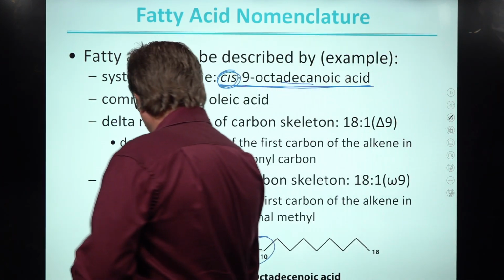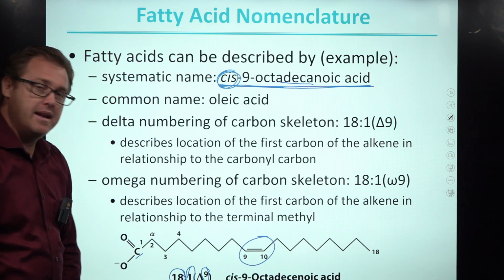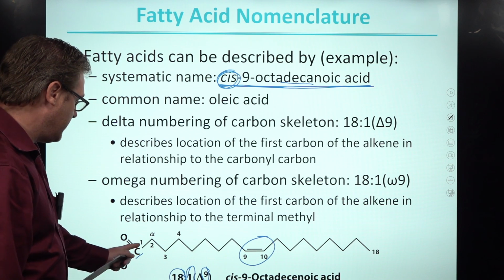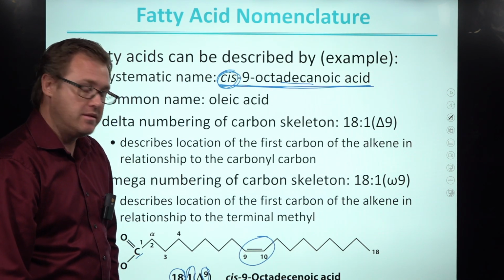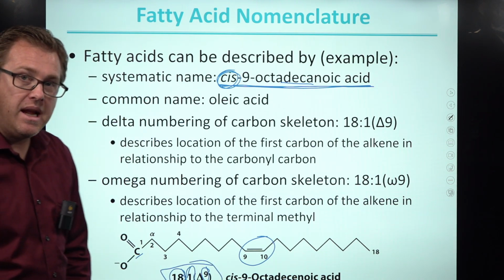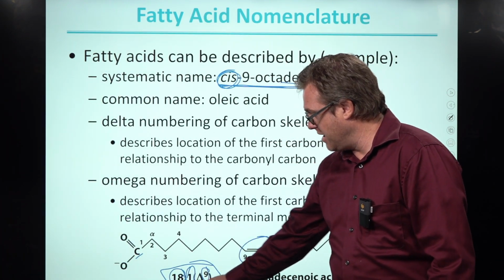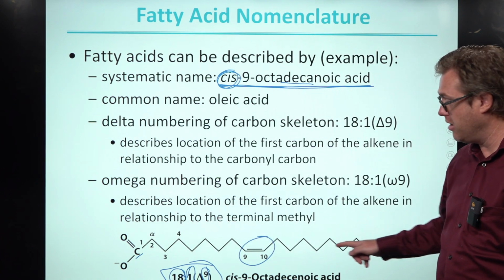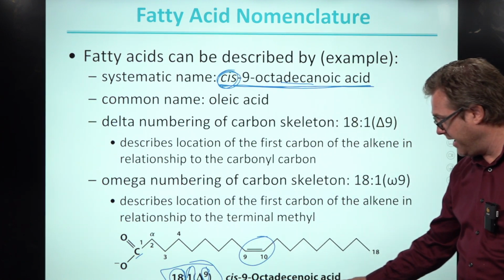And then the delta symbol, the delta 9: what does the delta 9 tell us? Where that double bond is. Counting from 1, you bump into the double bond at carbon 9. So that's what that means. If I give you just those numbers, you would be able to draw this molecule.